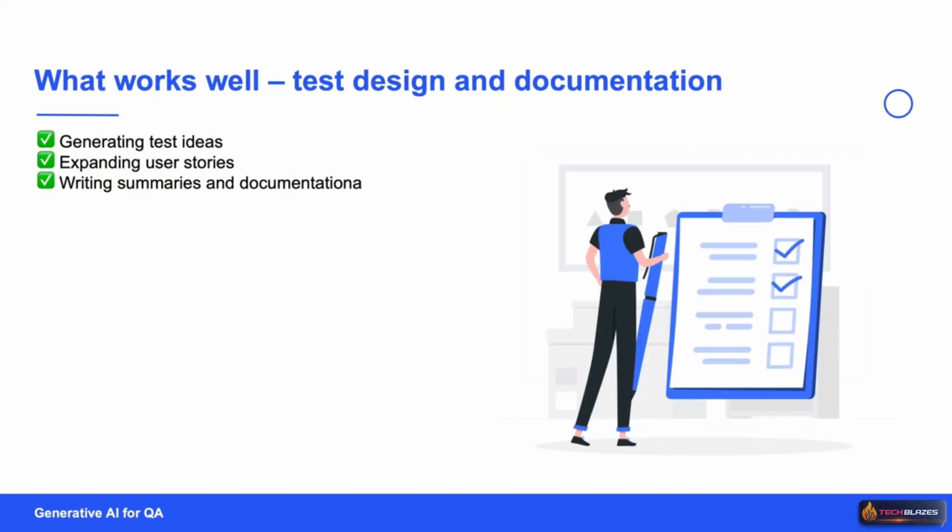AI is also really good at the creative part of QA, test design and documentation. For example, you can describe a feature and ask AI to suggest test cases, and you'll often get interesting ideas, including edge cases you might not have thought about. It can also help you expand user stories or acceptance criteria, or summarize large pieces of documentation into something short and clear. In short, AI is great for brainstorming and writing, but remember, it's your job to verify if those test ideas actually make sense in your project.